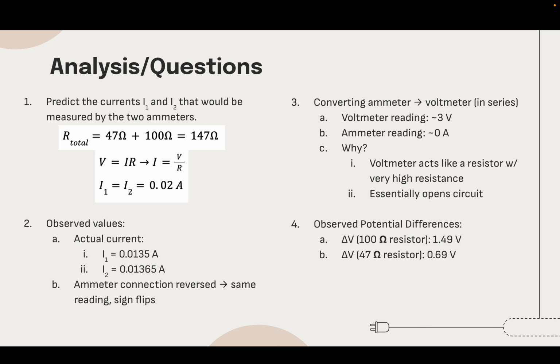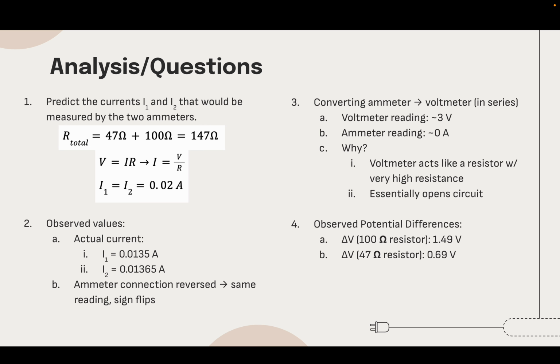So we can predict the currents measured by the two ammeters using Ohm's law, which gets us a predicted current of 0.02 amps. This differs from our actual observed currents of 0.0135 and 0.01365 amps. If we reverse our ammeter connection, we would get the same reading, but the sign flips.